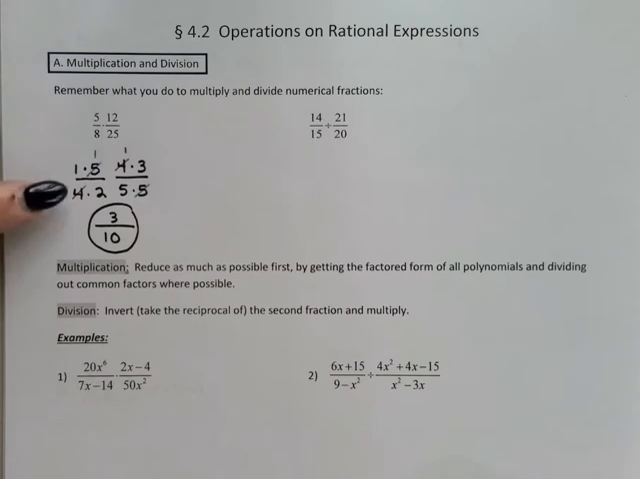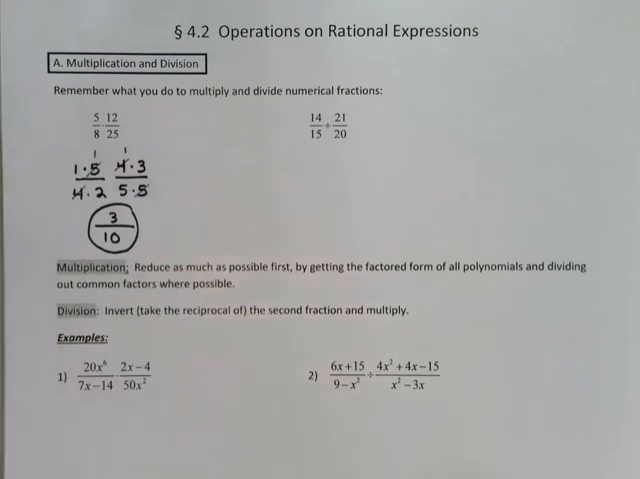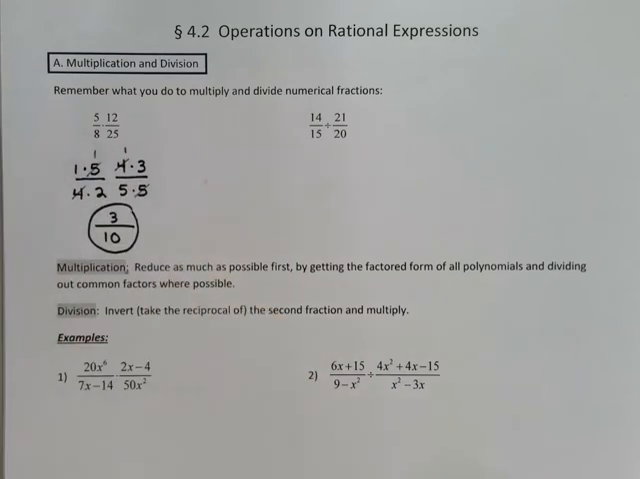Now again, you probably don't write all of that out anymore for numerical fractions. You don't need to, because you're able to see the arithmetic more easily. But notice what I'm really working with. Again, I've gotten factored forms of all of my numbers. And then once I have the factored forms, I can see where I can reduce to a fraction of 1.